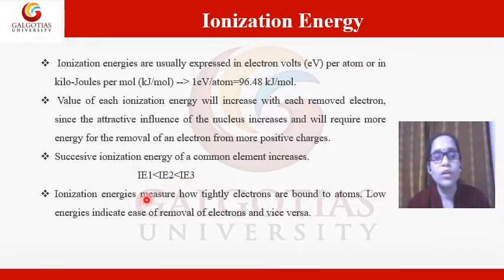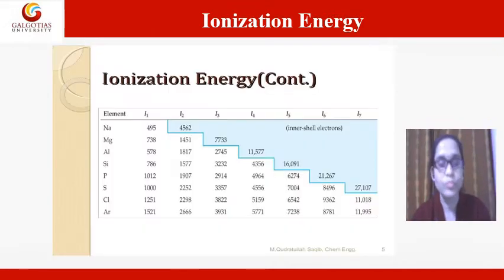Ionization energy is a measure of how tightly electrons are bound to the atoms. So what does ionization energy tell us? If we compare the ionization energy, we can know how tightly these electrons are bound to the atoms. Lower energy indicates easy removal of electrons. If the ionization energy is high, it means the electron is tightly bound to the nucleus.